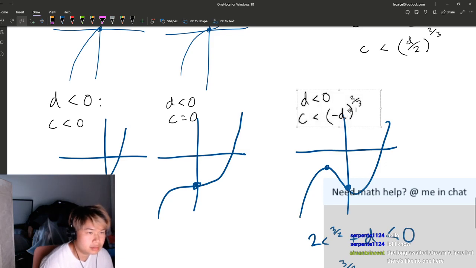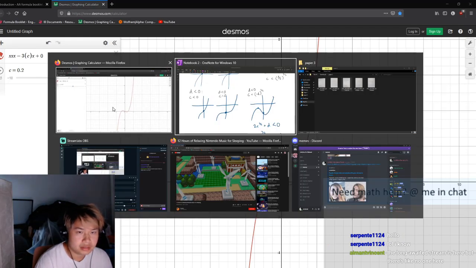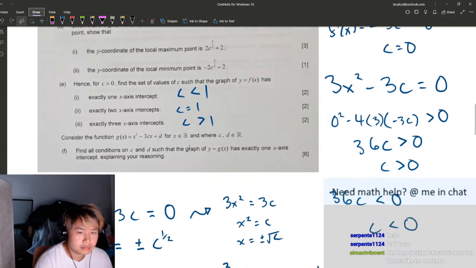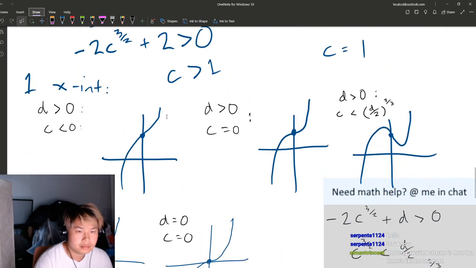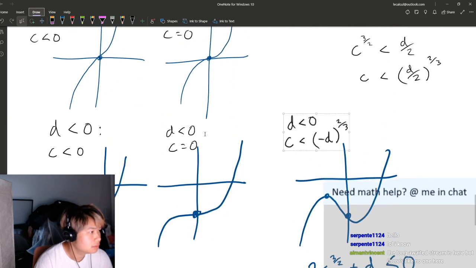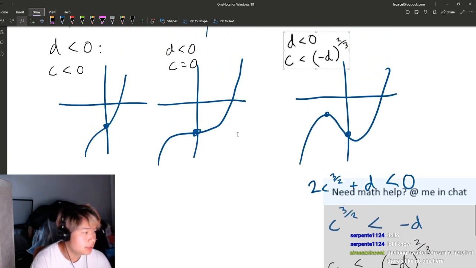And there you go. I believe these are the 8 different ways that you can... These are all the conditions so that you have one x-axis intercept. Right? That makes sense. I'm gonna go with this. Might be wrong, but I feel like it's right.